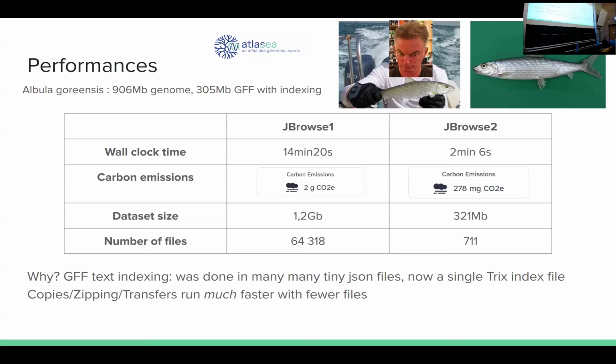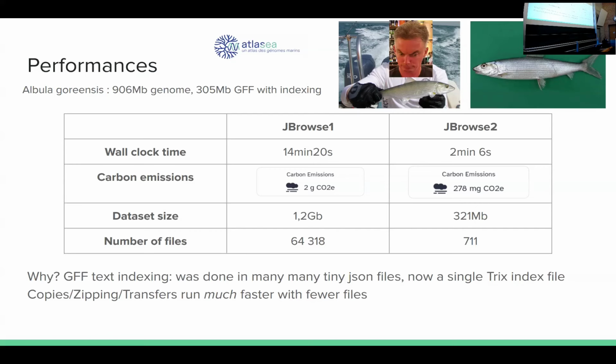yeah, it was nearly 15 minutes to run on JBrowse1 and only 2 minutes on JBrowse2 on my laptop yesterday. And the carbon emission was estimated to be 10 times lower. The resulting dataset is 4 times smaller. And also, what is very convenient is that there are much fewer files within the dataset. That's because JBrowse1, in fact, was indexing the gene names from GFF, etc., using a lot of tiny JSON files in the tree of the dataset. And now this is gone.